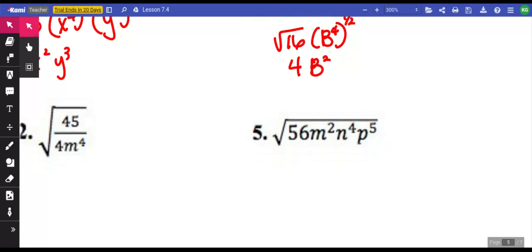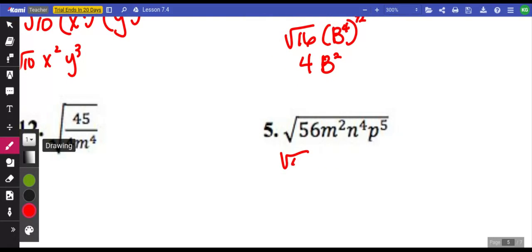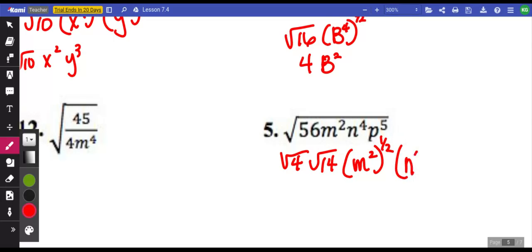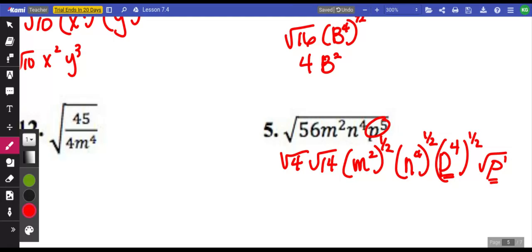It's 4 and 14. And then we can do m squared to the 1/2 because that's an even, and 4 to the 1/2. And then we're only going to bring out p to the 4th to the 1/2, and we're going to leave p to the 1st underneath the square root since we can't take half of it. So notice that if I have 4 here and 1 here, that gives me my total of 5. It's just broken up. So that would give me 2 square root of 14, and I know the p is going to be under there too. Then I have m, n, p squared.